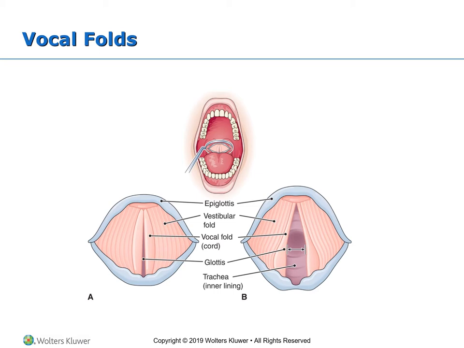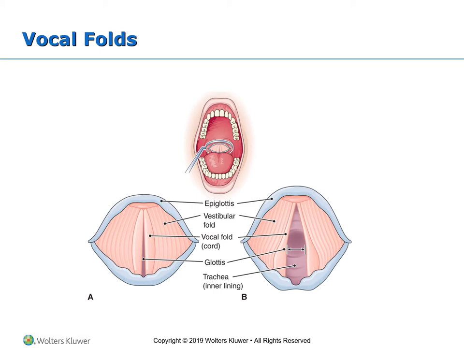There is another structure that is located in the space between the vocal cords, and that structure is called the glottis. This area is partially open during normal breathing, but will open very wide when we forcefully breathe out.